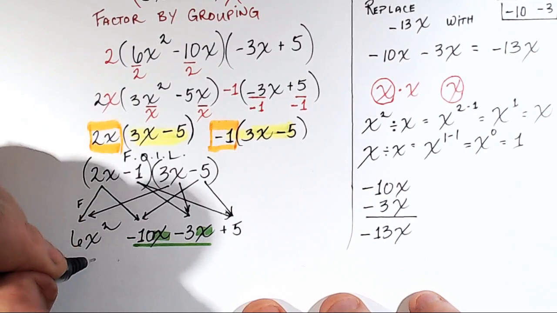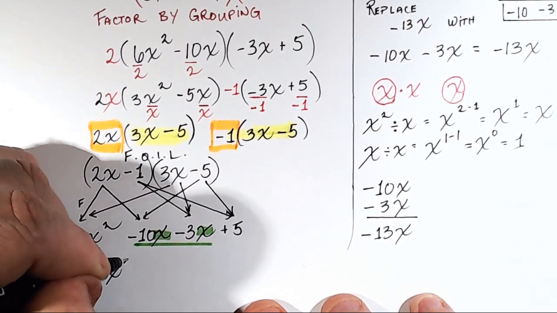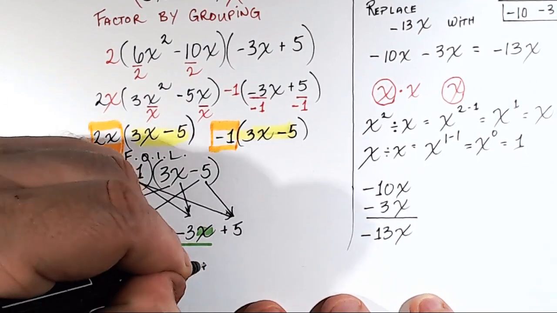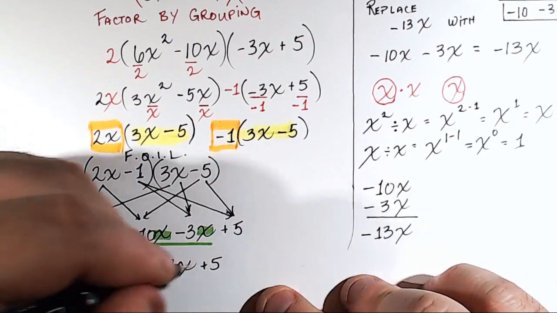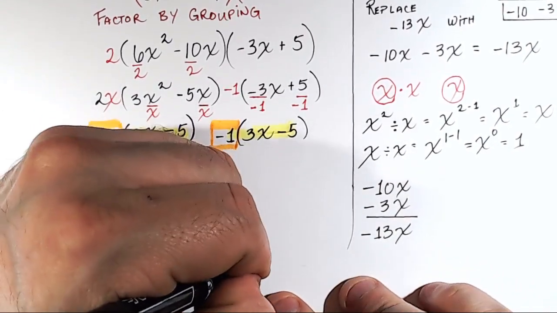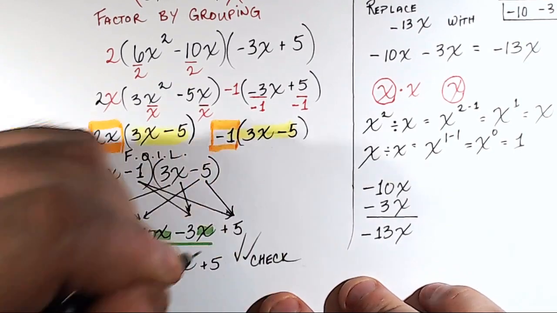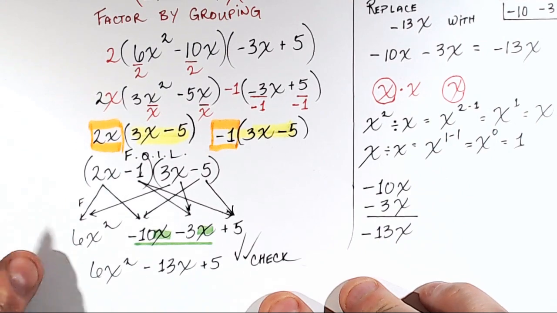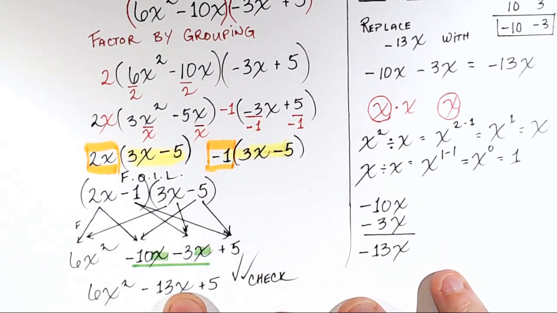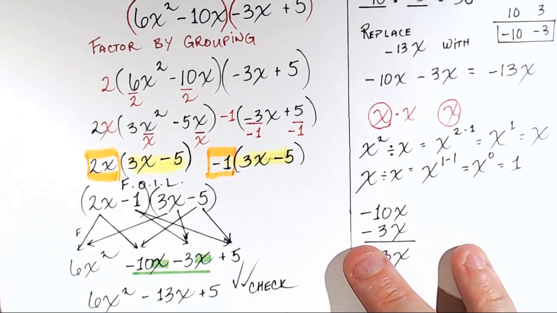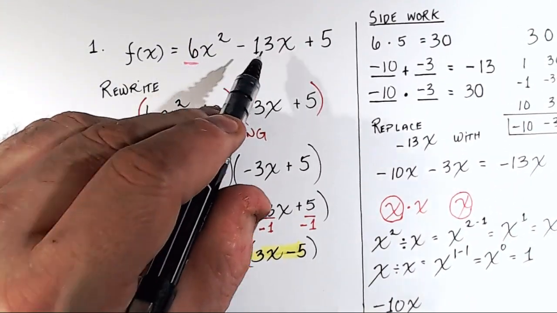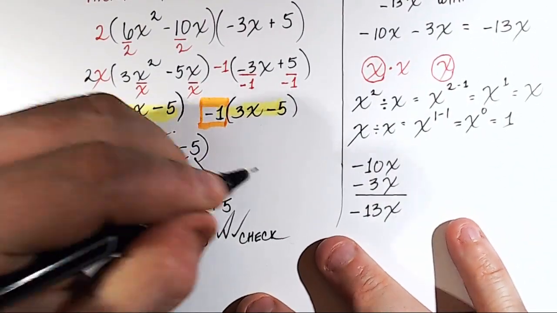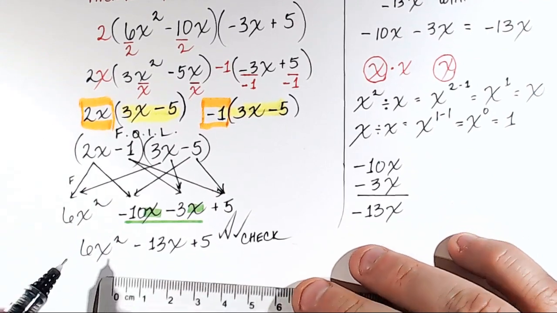So I can rewrite this finally as 6x squared minus 13x plus 5. And this is the check. This should match the original function. So let's check. Does it match? 6x squared minus 13x plus 5. 6x squared minus 13x plus 5. Very good. Okay, maybe we'll give it a third check right there. Fantastic. So that means, well, wait a minute.